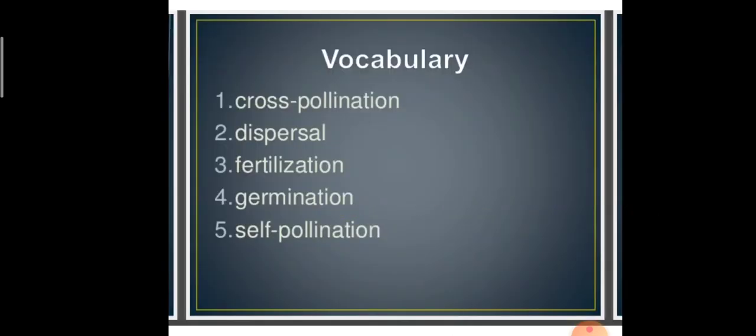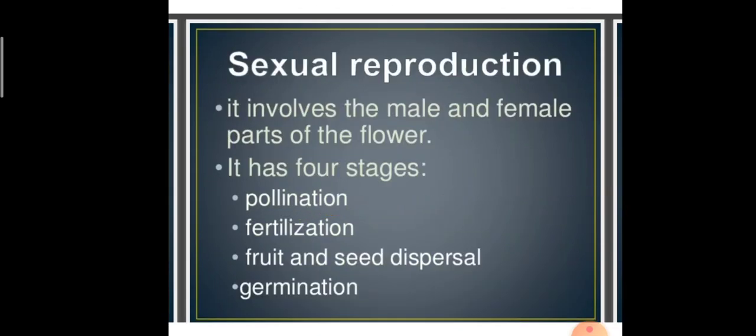First of all, we are going to talk about the vocabulary words. The main words which came in this chapter are cross pollination, dispersal, fertilization, germination, self pollination. So let's start with the main topic, that is sexual reproduction. What does it involve? It involves the male and female parts of the flower, meaning the stamen as well as the pistil. Sexual reproduction consists of 4 stages. After the completion of these 4 stages, the sexual reproduction process completes.